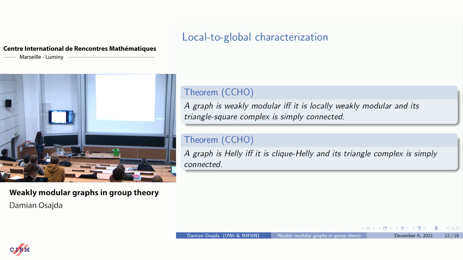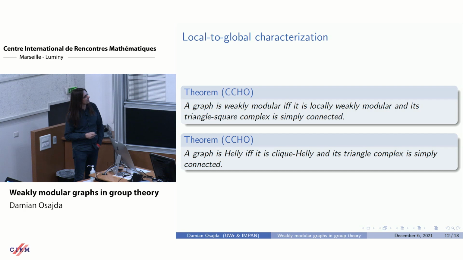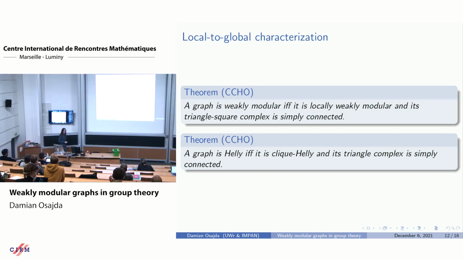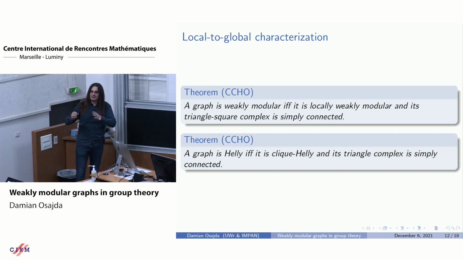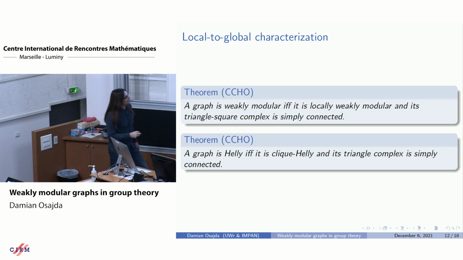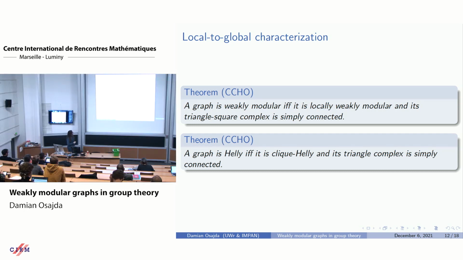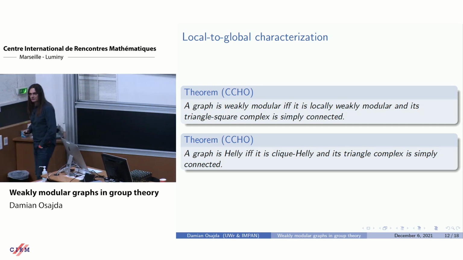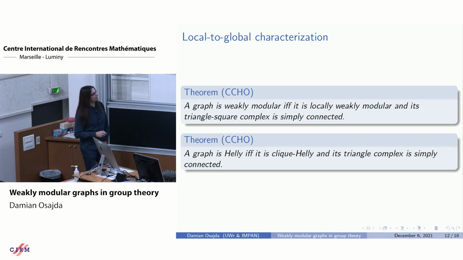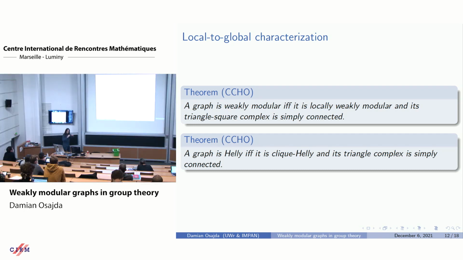Let me just remind you quickly that we saw it already, the Helly graphs. A graph is Helly if the family of balls in this graph satisfies the Helly property, meaning that any family of pairwise intersecting balls has an intersection. So this is a global condition, and here you can again translate it into a local condition. Clique-Helly means that maximal cliques satisfy the Helly condition, so any family of pairwise intersecting maximal cliques in a graph has an intersection. This is local because cliques are of diameter 1, so if they intersect, you are at most in diameter 2.